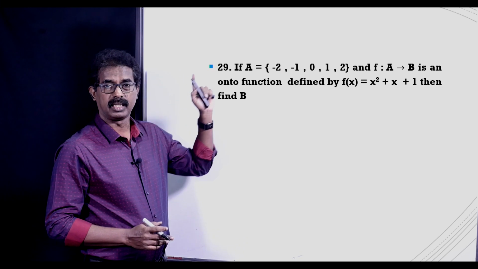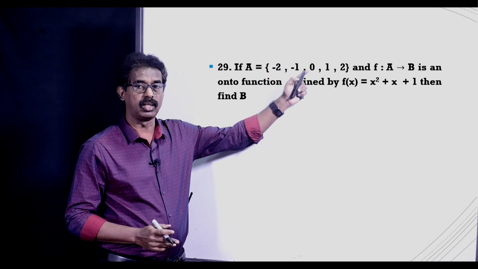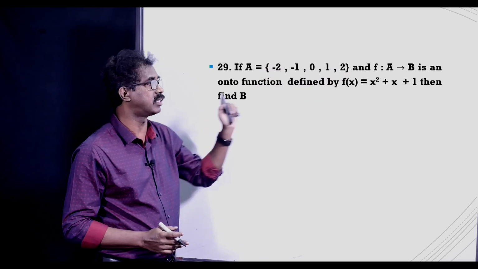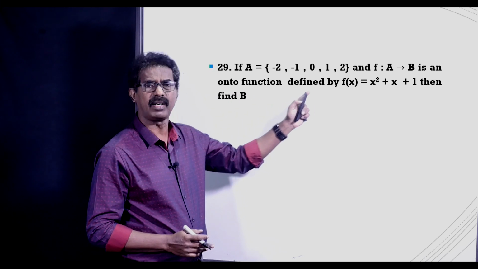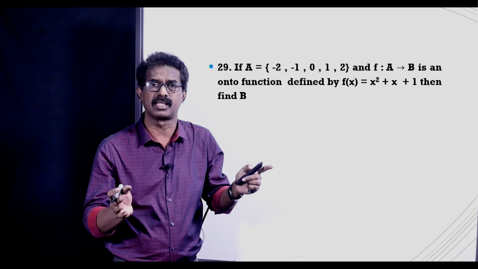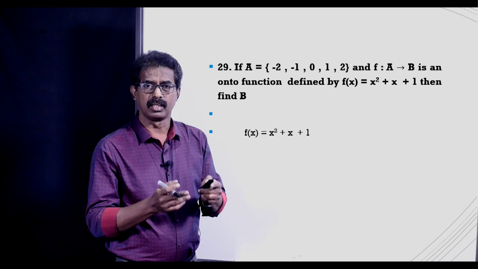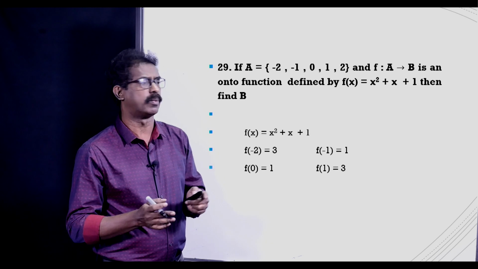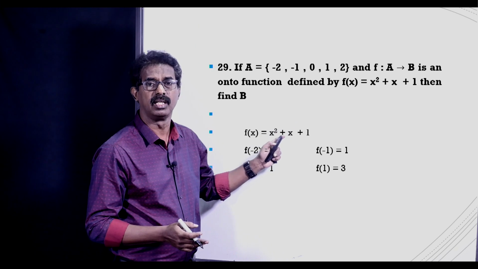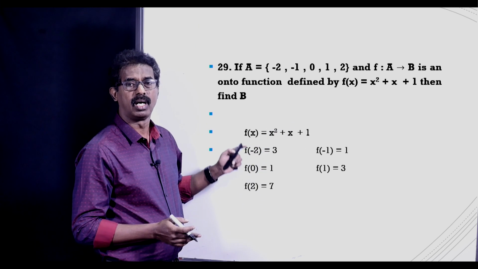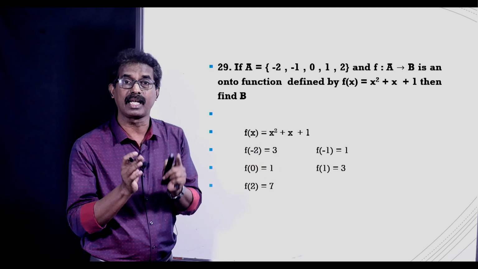See the first question. A is given as -2, -1, 0, 1, 2. F is a function from A to B, an onto function defined by the given function, right? So you can find the images one by one. First put -2, then -1, 0, 1, 2. Substitute one by one and you will get all these values. The given function is f of x. Do the calculation carefully, but writing the answer is important.